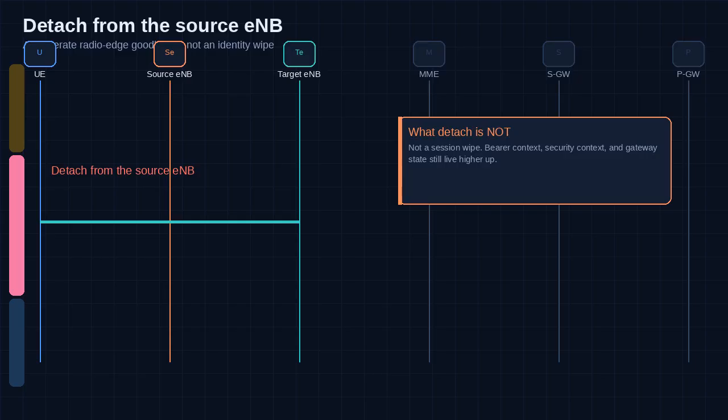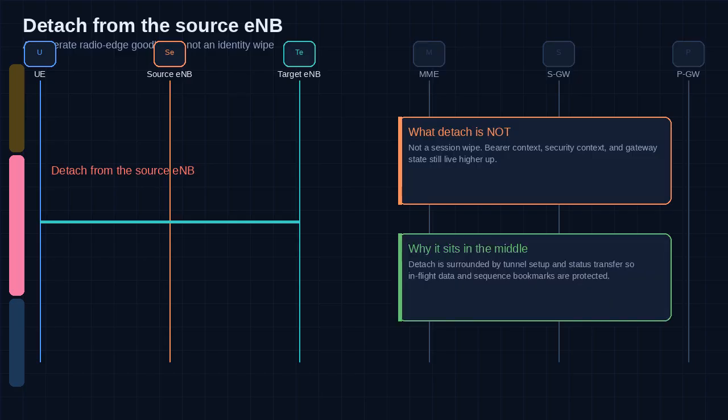Here is the misconception to crush. Detach does not mean the network throws away the session. The session lives higher up, in bearer contexts, security context, and gateway state. Detach is a radio edge goodbye, not an identity wipe. If detach happened with no forwarding and no state handoff, in-flight downlink could vanish and the target would not know how to resume cleanly. That is why detach sits in the middle of execution, surrounded by tunnel setup and status transfer, rather than as a lonely cut.